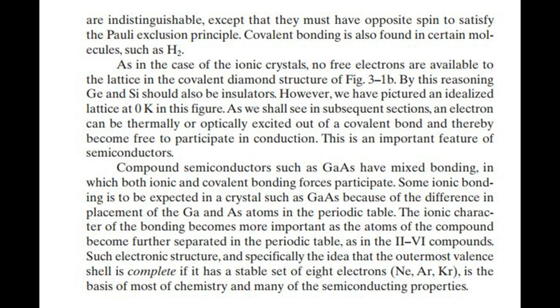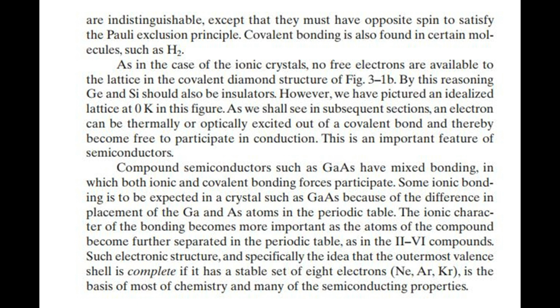Compound semiconductors such as gallium arsenide have mixed bonding, in which both ionic and covalent bonding forces participate. Some ionic bonding is to be expected in a crystal such as gallium arsenide because of the difference in placement of the gallium and arsenic atoms in the periodic table. The ionic character of the bonding becomes more important as the atoms of the compound become further separated in the periodic table, as in the 2,6 compounds. Such electronic structure, and specifically the idea that the outermost valence shell is complete if it has a stable set of 8 electrons, neon, argon, krypton, is the basis of most of chemistry and many of the semiconducting properties.